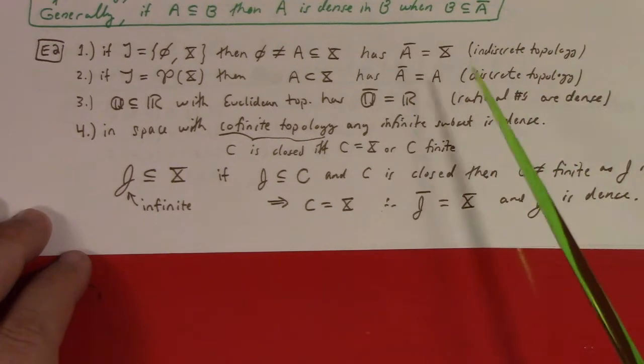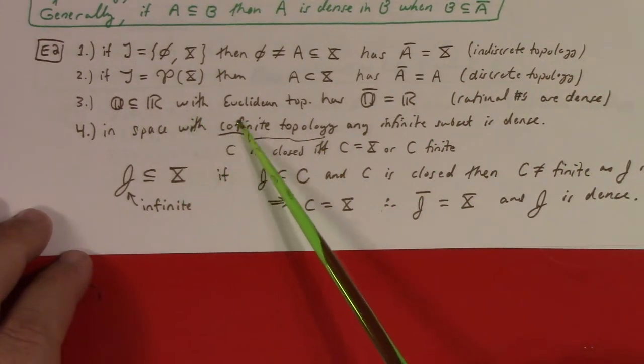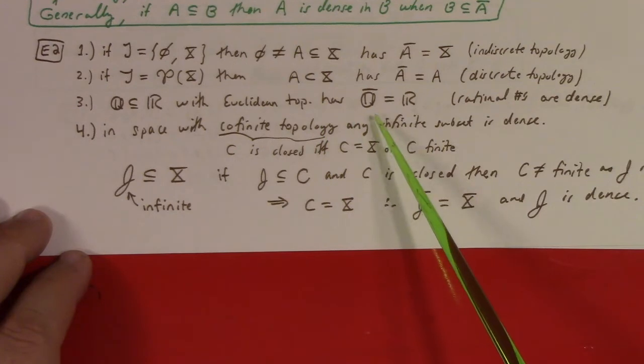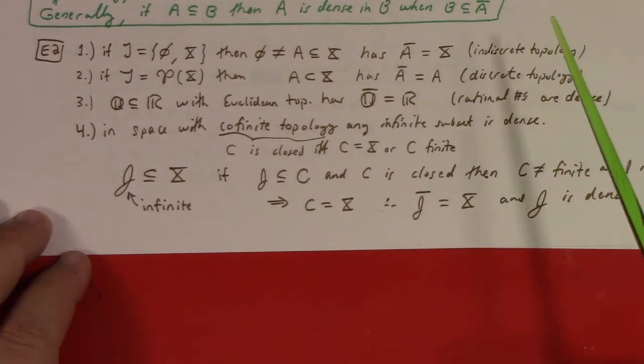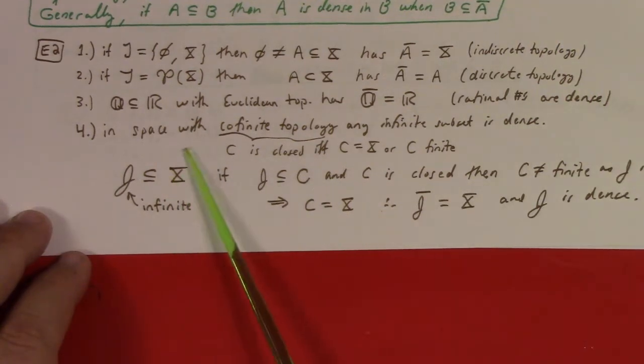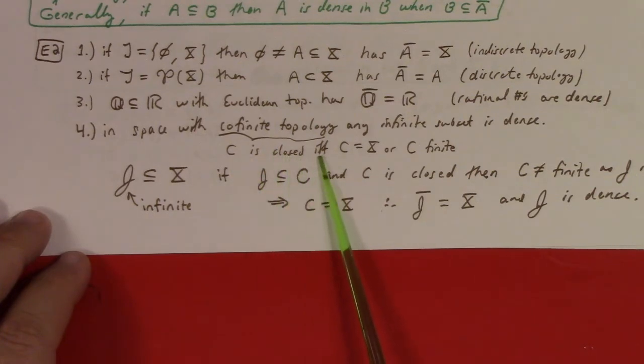All right. If you have the rational numbers with the Euclidean topology, then the closure of the rational numbers is the real numbers. The rational numbers are dense in the real numbers. You probably explored that in some depth in your real analysis course, actually. And in the cofinite topology, any infinite subset is dense. Remember, cofinite means C is closed if and only if C is the whole space or C is a finite set. So if you think about an infinite subset, right? If you have a closed set which contains that infinite subset, then it must be that that closed set is infinite, right?